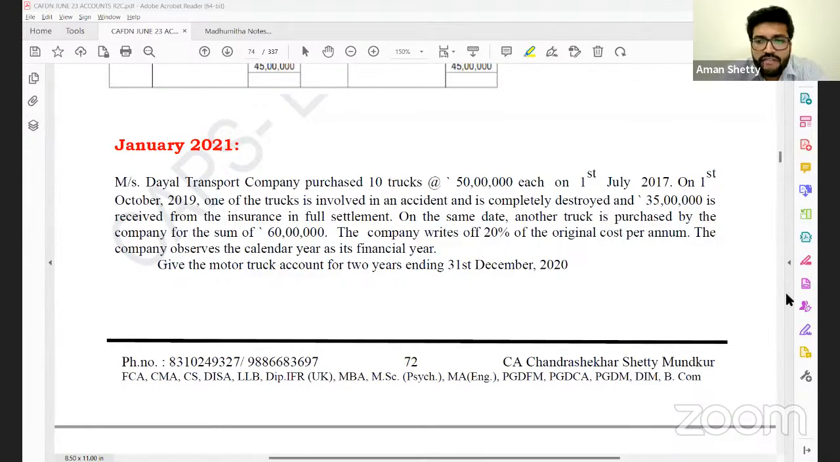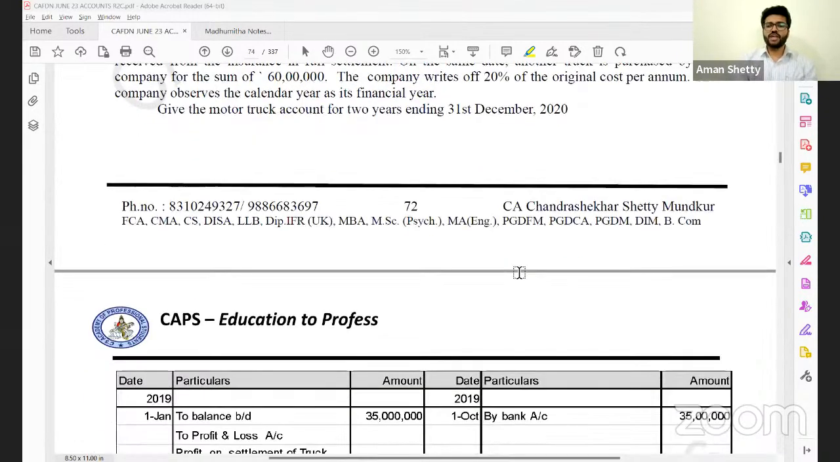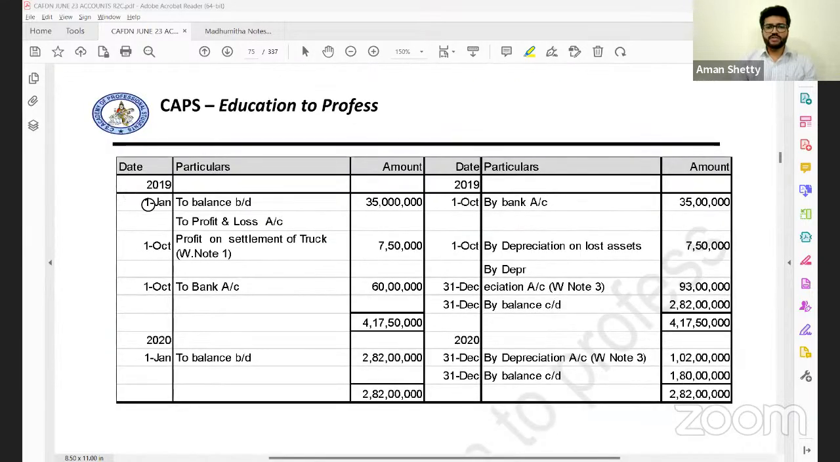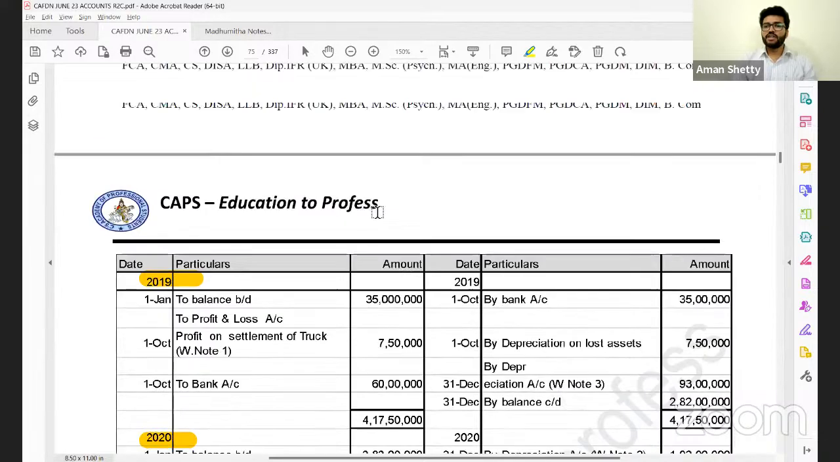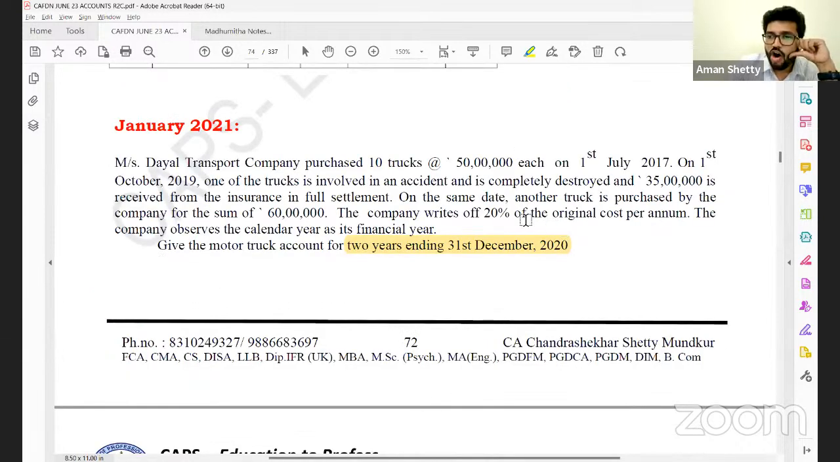So that means we will have to first calculate the opening balance. Two years means we will do it for 2019 and 2020, correct? You prepare the account for 2019 and 2020, the 2 years ending 31st December 2020. Remember what I told you: whenever you're solving depreciation problems, first observe the method of depreciation. What is the method of depreciation here? Of the original cost per annum. That means straight line method.